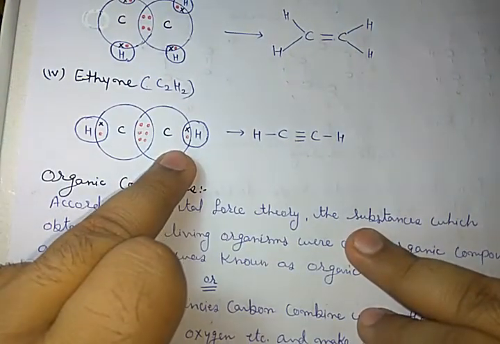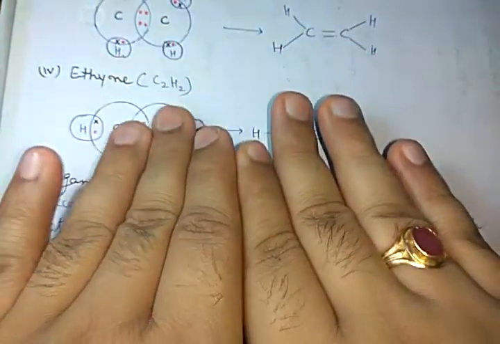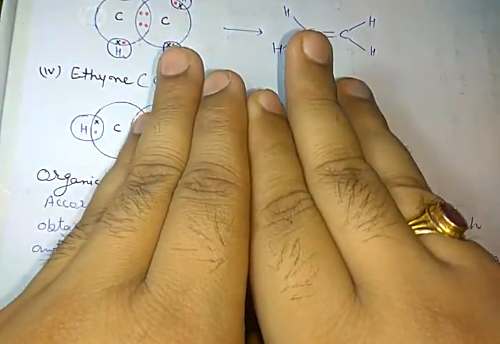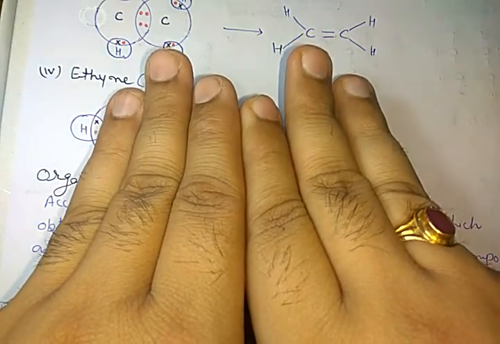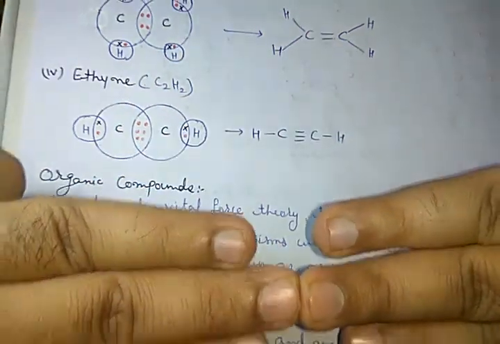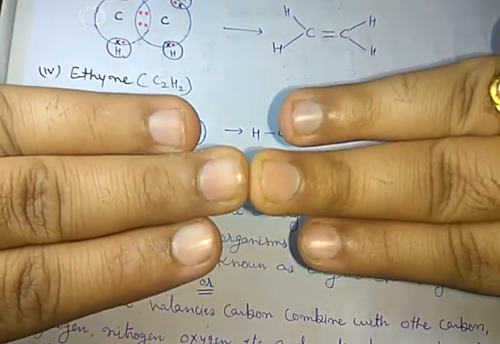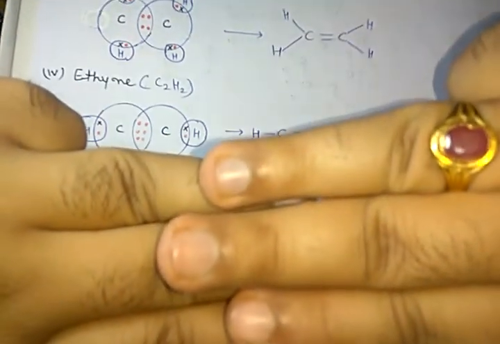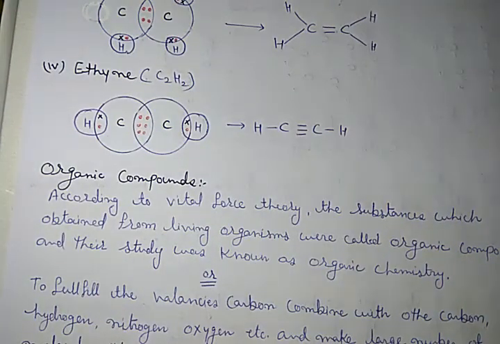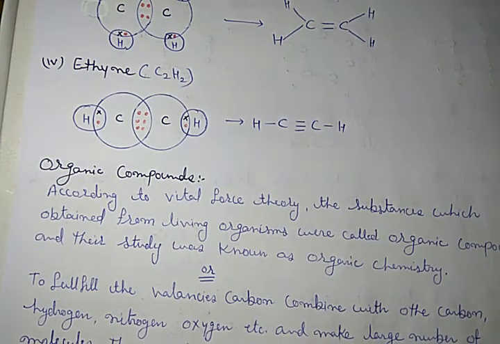Similarly, that has 4 valencies. Now there are 2 hydrogens, combining one hydrogen on each carbon, and the remaining 3 valencies on each combine and make a triple bond. Got it? This is the simplest way to understand it.